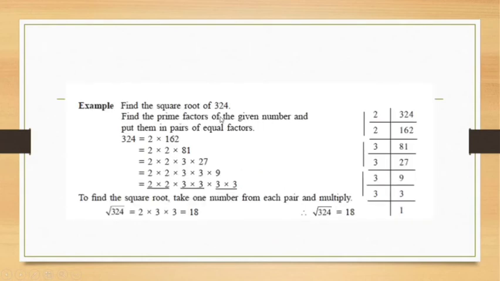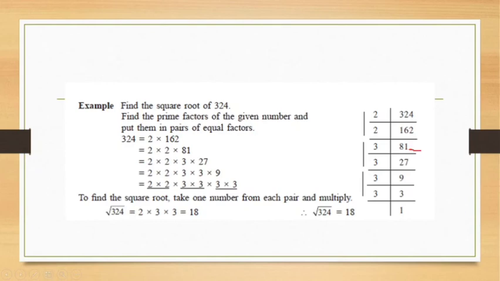One more example. Find the square root of 324. Same method, the vertical arrangement factor method. 324 is an even number, so obviously divisible by 2. 2 into 162 gives you 324. Again 2 into 81 gives you 162.